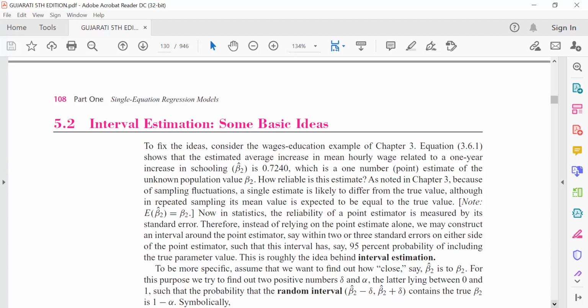Our objective is to estimate the sample regression model at least near to the true value of the estimates. So instead of relying on the point estimate alone, we may construct an interval around the point estimator, say within 2 or 3 standard errors on either side of the point estimator. Such an interval, in our class, usually has 95% probability of including the true parameter value. Okay, this is roughly the idea behind interval estimation.